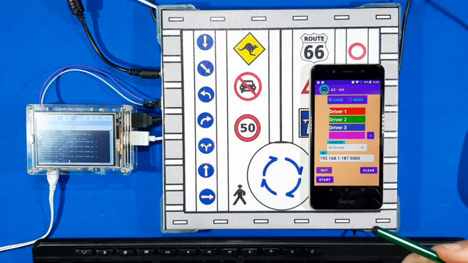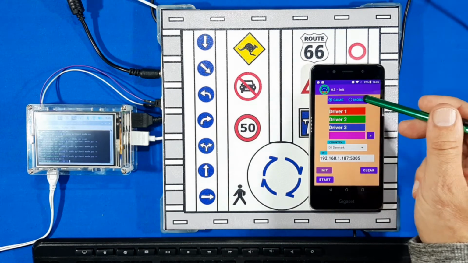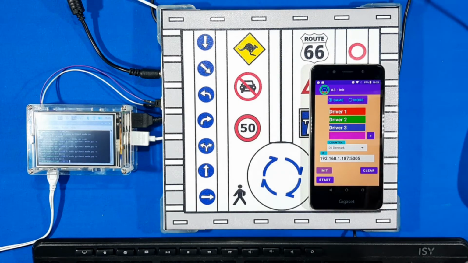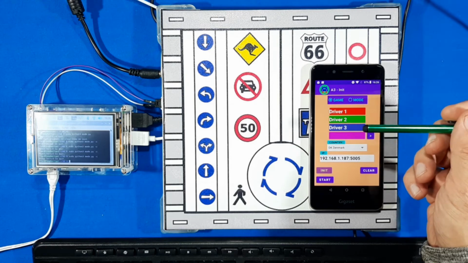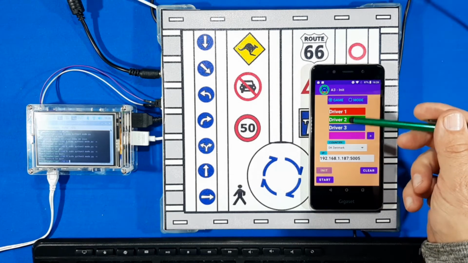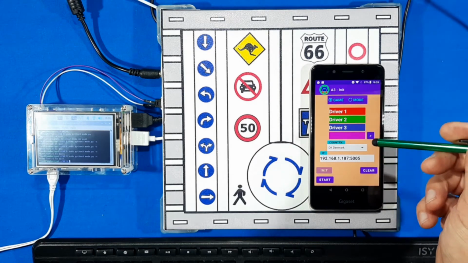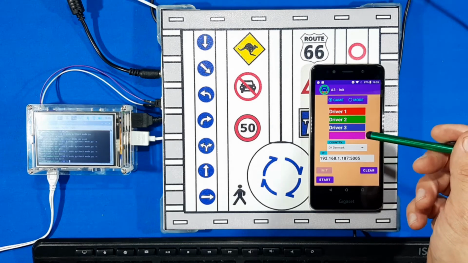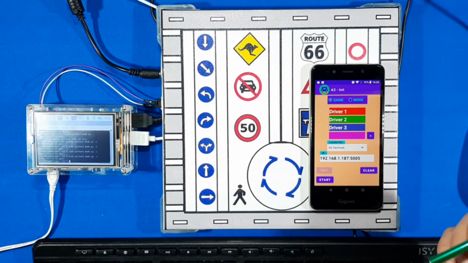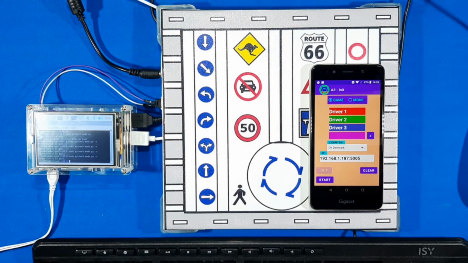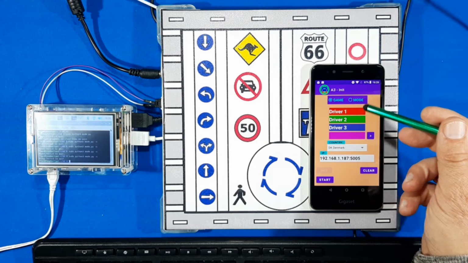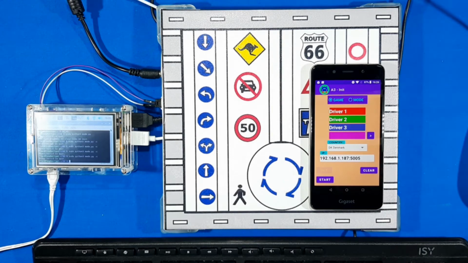The app consists of two parts, game and mode. Game is a play between 3 or 4 drivers competing on a highway over 30 countries in the world. And mode is a light show of different modes.